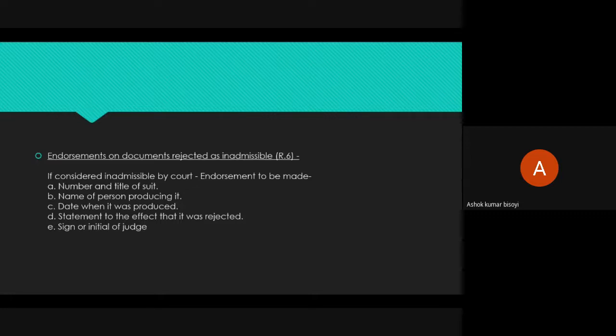Rule 6 says if it is considered inadmissible by the court, then endorsement to be made of the following. Say number karahabo, title karahabo, name of the person producing it karahabo, date when it was produced karahabo, sign or initial of the judge karahabo. So sabu common achi.